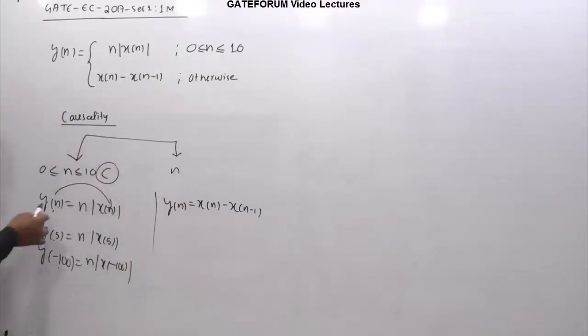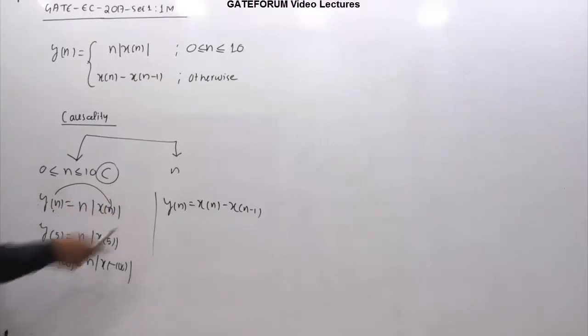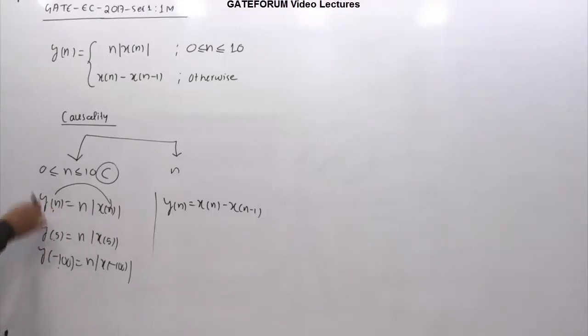Hope this is clear. If this had been y of n equals n into mod of x of n plus 1, then if I substitute y of 0, you get x of 1, and if I substitute y of 2, you get x of 3. In that case the present output depends on future inputs. But in this case, whatever the value of n, the output depends only on the input at that particular n. So this is perfectly a causal case.